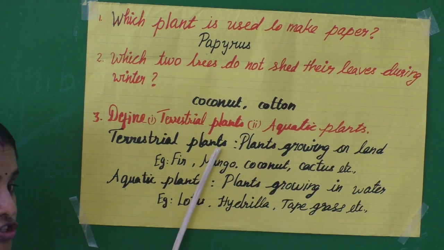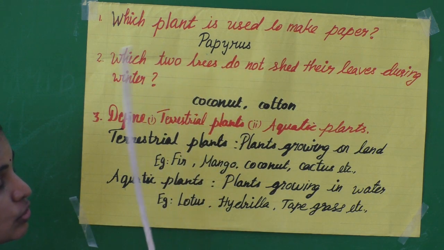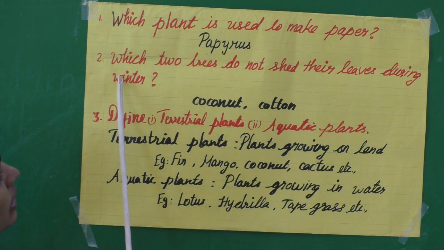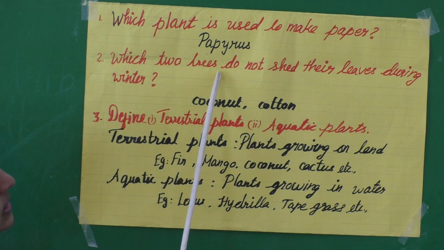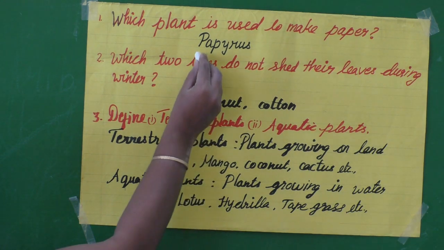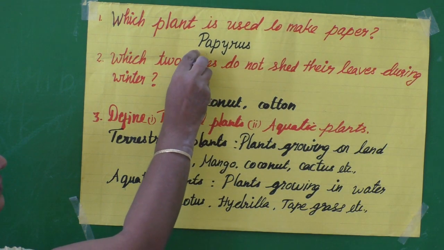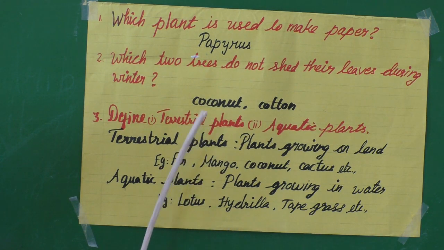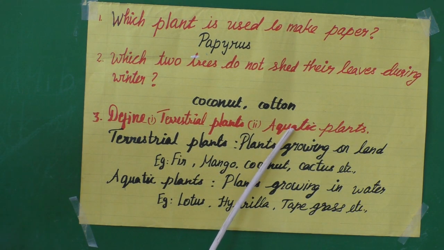See, you have to watch the video properly. The new students and all, you should watch the video, then only it is clear for you. Then which two trees do not shed their leaves during winter? Which two trees do not shed their leaves during winter? Coconut, cotton.